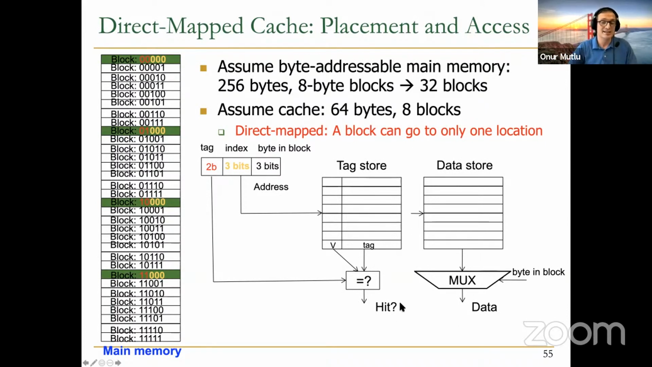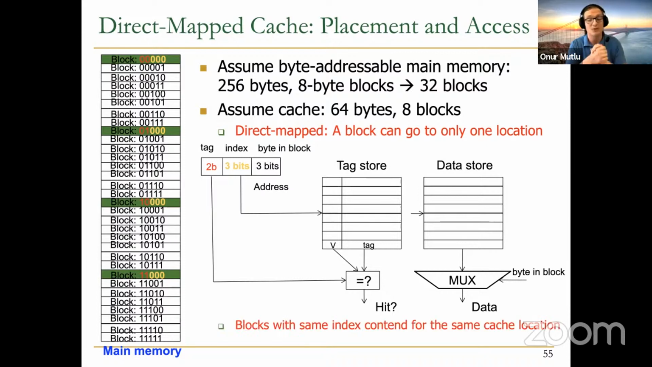Okay, so clearly this is easy to build in hardware because you have simple indexing. This is a random access memory, right? Both tag store and data store, and then you have a comparator that compares the tag, a simple content addressable memory, but just one place where you compare, right? So the downside of a direct map cache is that blocks with the same index contend for the same cache location, and they cause conflict misses when accessed consecutively.